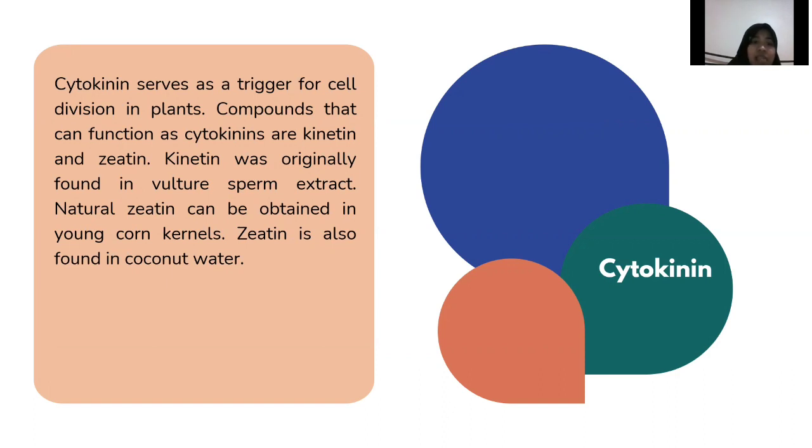Cytokinin. Cytokinin serves as a trigger for cell division in plants. Compounds that can function as cytokinin are kinetin and zeatin. Kinetin was originally found in herring sperm extract. Natural zeatin can be obtained from young corn kernels. Zeatin is also found in coconut water.